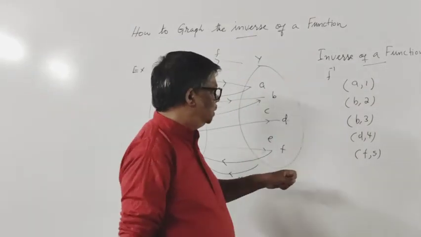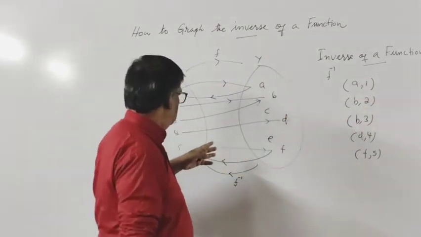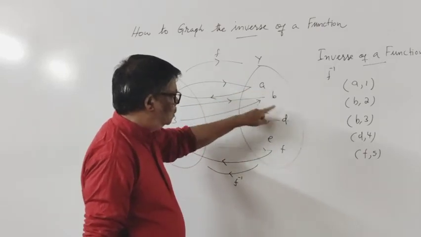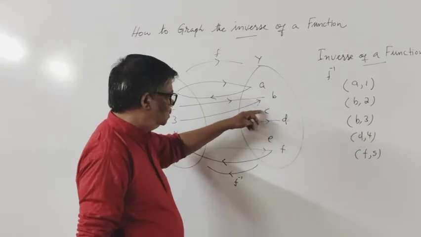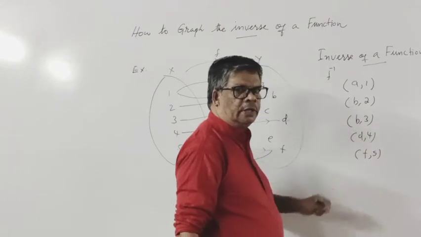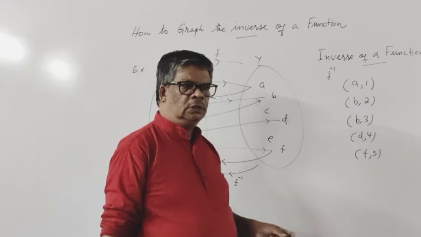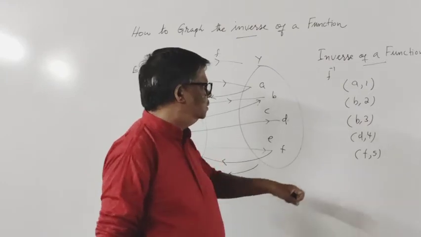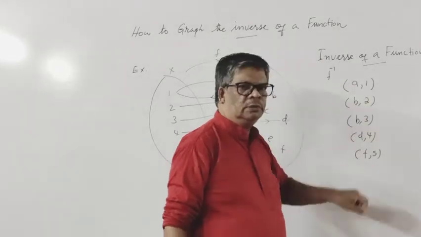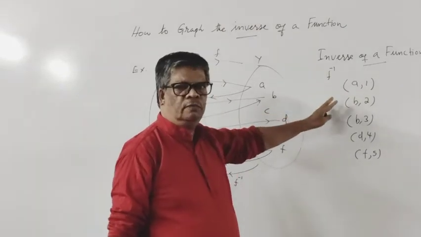The first condition was that every element is assigned with a unique element. Here you see A, B, D, F. Only 4 elements have images. Other C and E do not have images. So the first condition itself is violated, so this cannot be a function. The second condition is also violated because the same element B is assigned with 2 different elements, 2 and 3. That is the violation of the second rule. So this f inverse cannot be a function in this case.